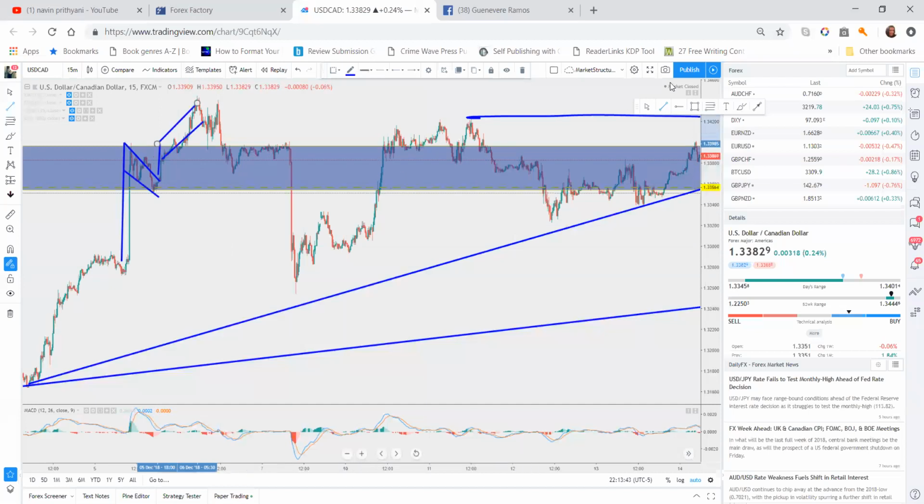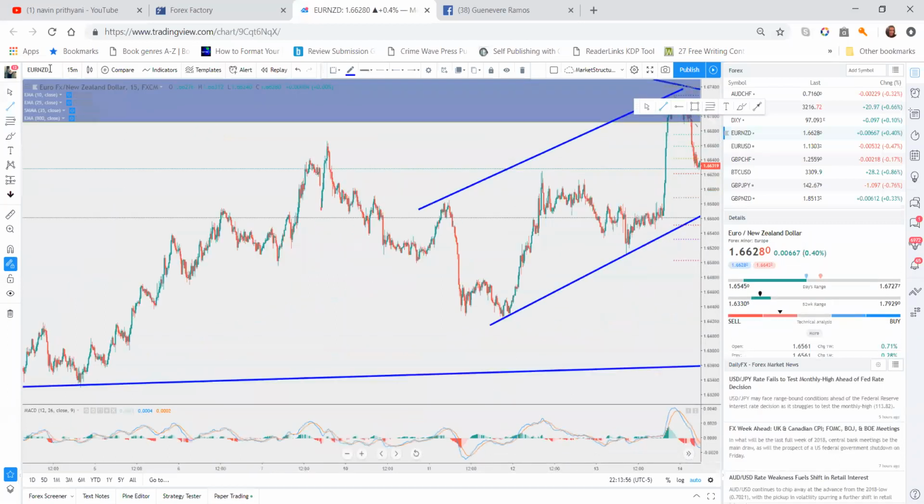Ascending channel is a reversal pattern. Anytime you see an ascending channel, look for a sell. And anytime you see a descending channel, look for a buy. And I'll show you an example. It's how I caught over 120 pips on Euro NZD.